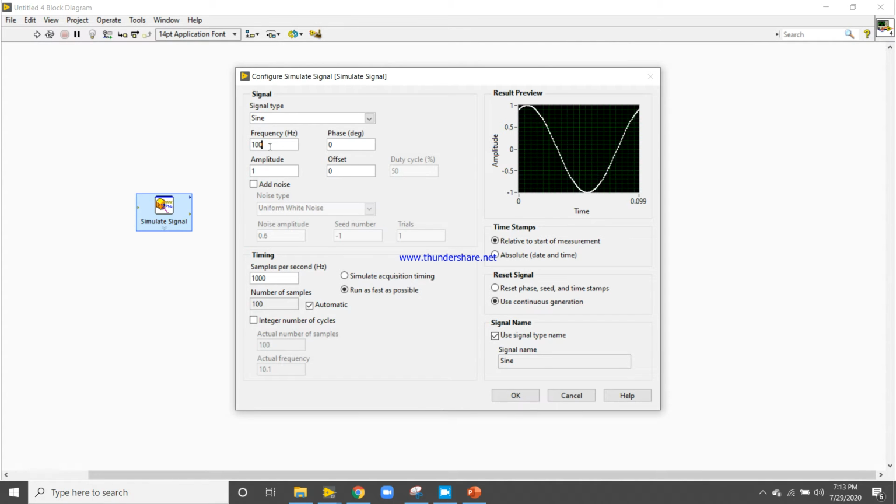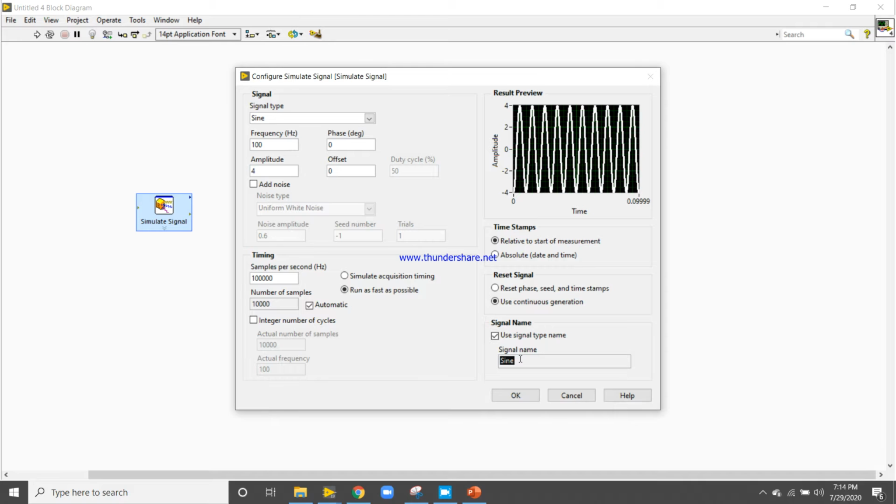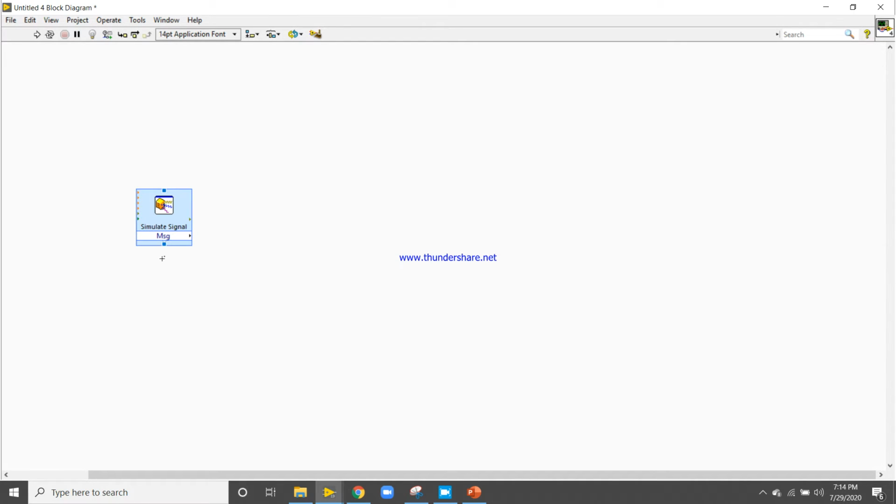So let's create the message signal with frequency 100. I am going to give the amplitude 4 and the samples will be 1 lakh. So this will be our message signal. Click here and name it msg, message signal. Now this one is our message signal.